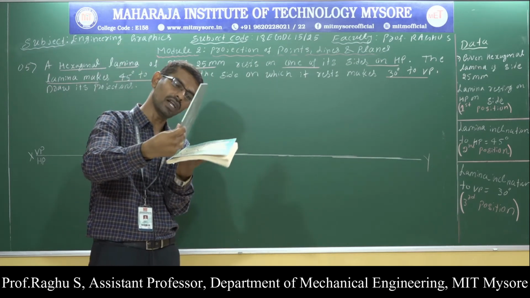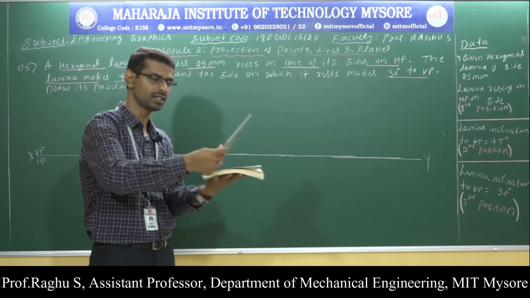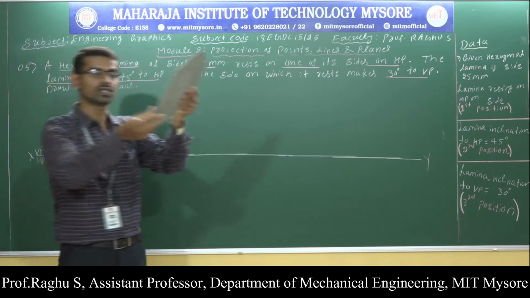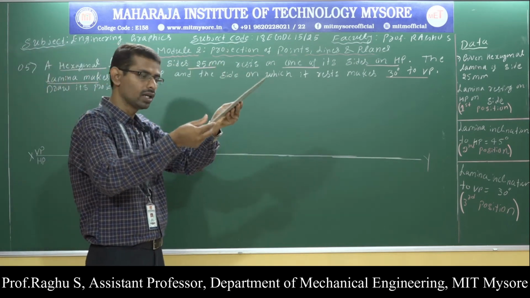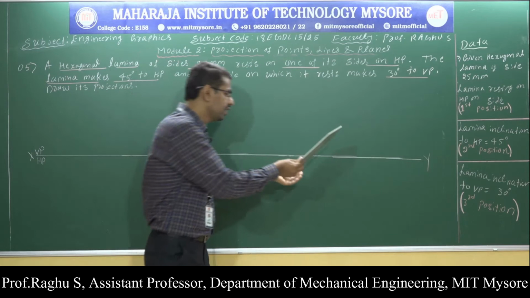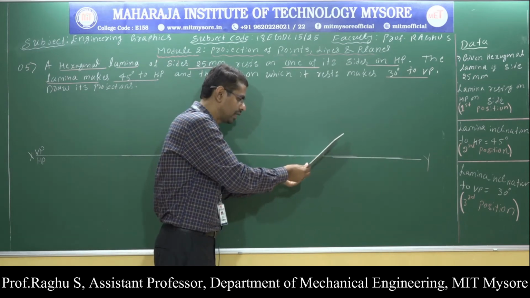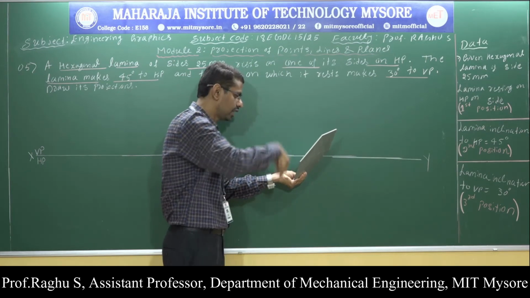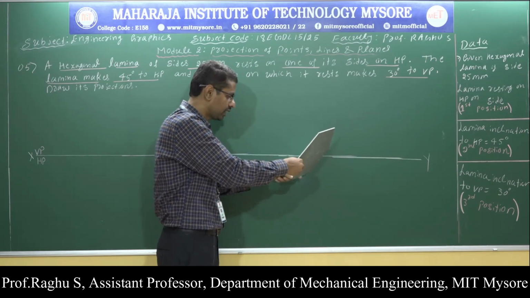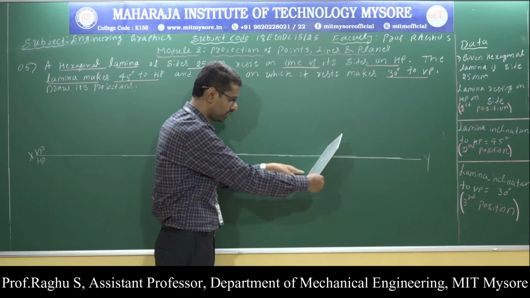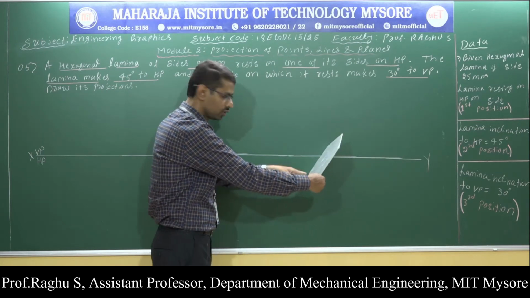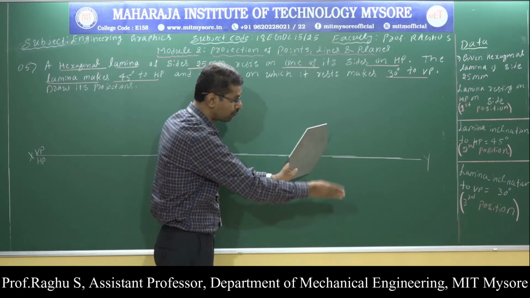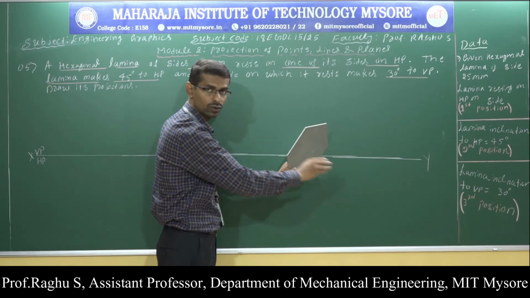Next, the lamina is inclined 45 degree with respect to HP, the horizontal plane. At the same time, this side towards your left side is inclined 30 degree with respect to VP. This is the VP inclination and this is the horizontal inclination. So this is the resting side, inclined 30 degree with respect to VP, and at the same time the surface inclination is 45 degree with respect to HP.